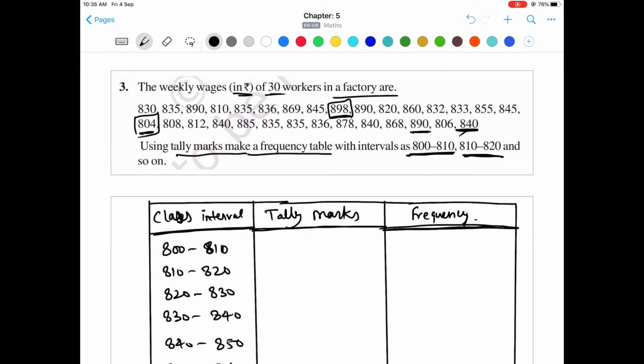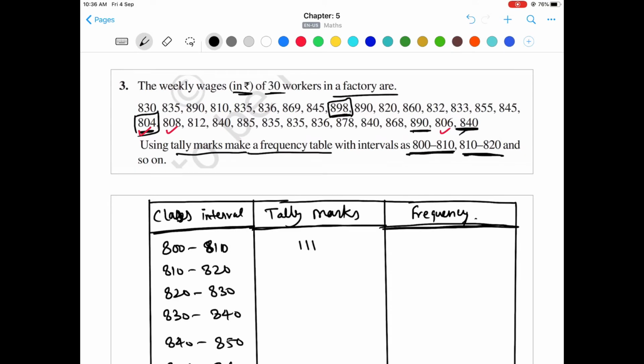So let's count from 800 to 810. We have 804, 808, and also we have 806. So these three are lying between 800 to 810. So we'll write tally marks as 1, 2, 3, and the frequency here will be 3. Okay, moving ahead, next interval is 810 to 820.